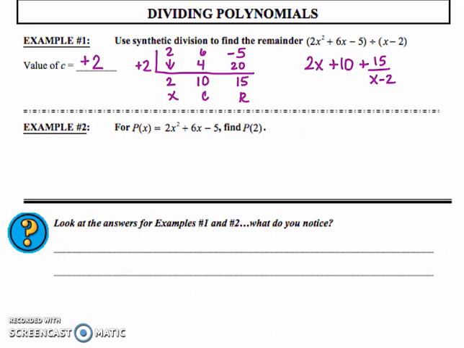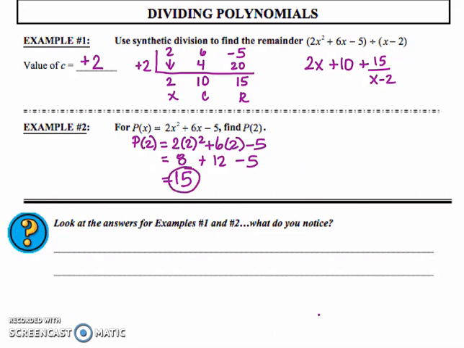In example 2, they want us to find p of 2 for that same polynomial, 2x squared plus 6x minus 5. Well, we know that p of 2 means we're just supposed to substitute 2 into the equation where we see the x. So p of 2 is going to be equal to 2 times 2 squared plus 6 times 2 minus 5. And then if we follow PEMDAS, we have to square 2 first, which is 4, and multiply by 2, which gives us 8. 6 times 2 is 12, minus 5. 8 plus 12 is 20, and 20 minus 5 is 15.